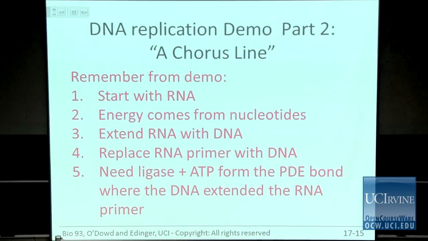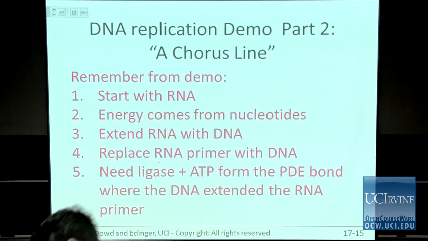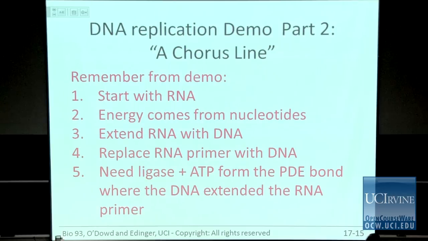We extended this RNA primer with DNA. We then had to get rid of it, though, because we're making DNA. We don't want a DNA-RNA hybrid. So there's another DNA polymerase that comes and takes the RNA primer out and replaces it with DNA. We needed ligase plus ATP to form that last phosphodiester bond, where the DNA was replacing the RNA, because that RNA had already used up its energy being involved in a phosphodiester bond. Actually, the nucleotide behind it. So that's why you need ligase.